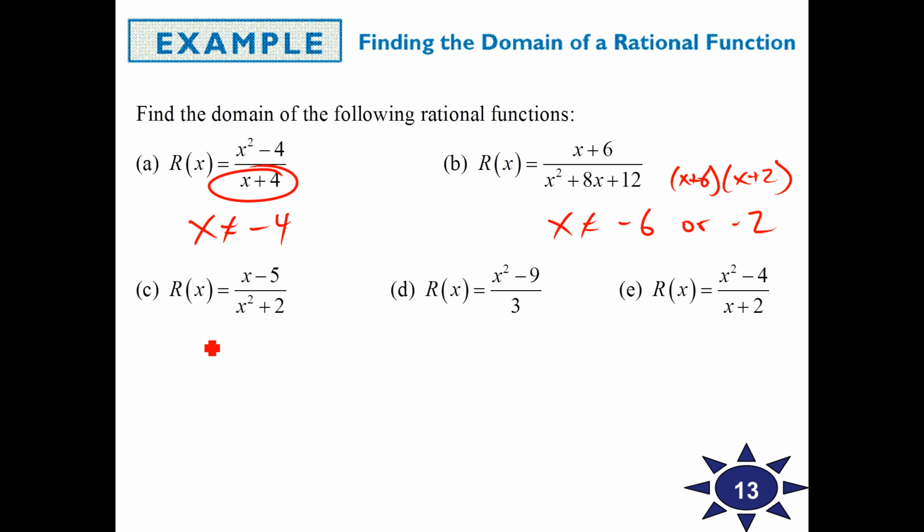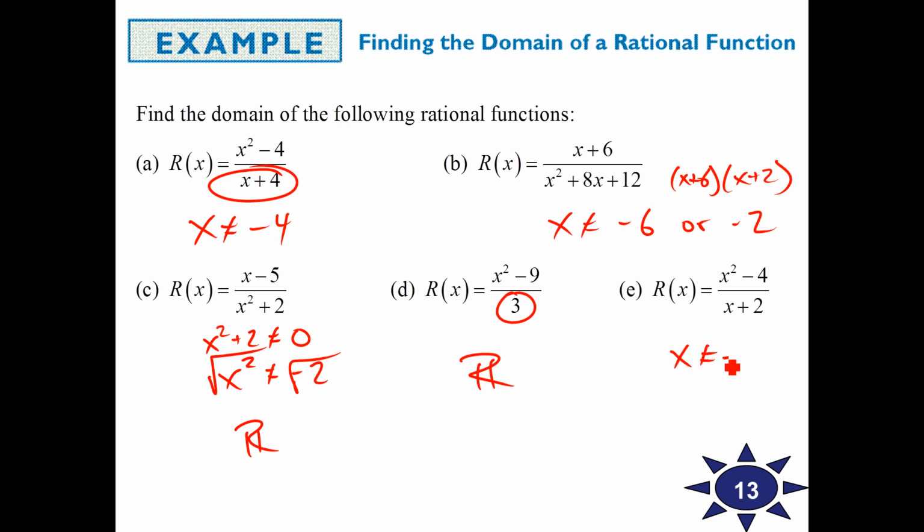In this situation here, x squared plus 2 does not equal 0. So x squared does not equal -2. Well, that can't happen because you can't square root a negative and get a real answer. So our domain here is all real. 3 can't equal 0. Well, that's always the case. So again, all real. And lastly here, x does not equal -2.